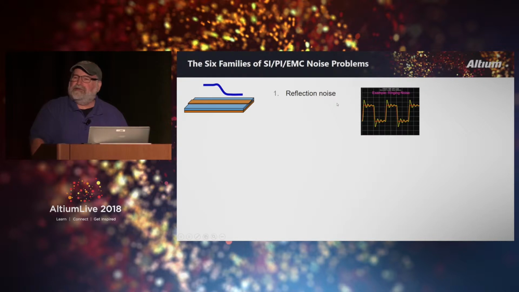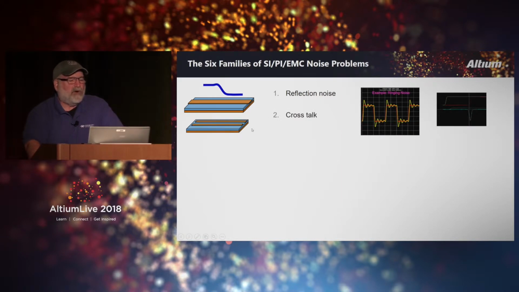And for those of you that are familiar with these effects, what's the only thing that causes a reflection? An impedance mismatch, exactly right. And so if that's the root cause of the problem, it's all about engineering the impedance the signal sees to minimize those problems. Second family of problems is about mutual aggression.